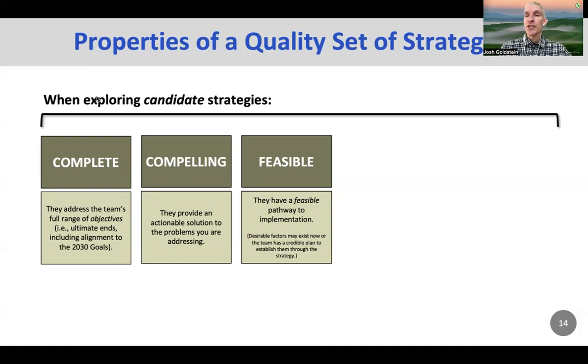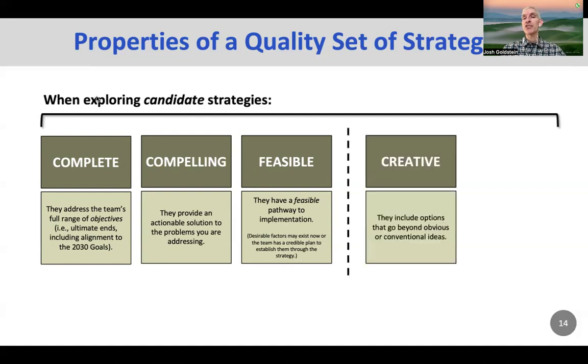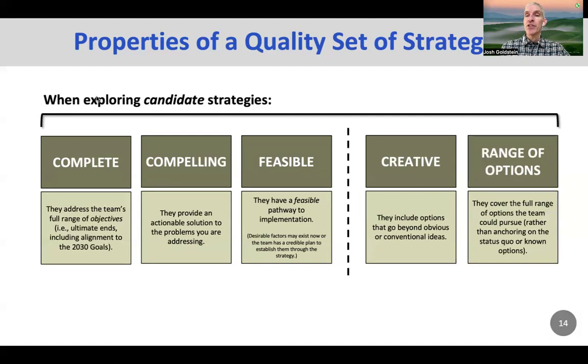During initial idea generation, the team should both critically scrutinize feasibility while also being a bit careful to not worry too much about this condition, so that the team doesn't prematurely remove promising ideas. The fourth property is creative, meaning that the candidate strategies include options that go beyond obvious or conventional ideas. And finally, the candidate strategies should cover a range of options that the team could pursue. This helps protect against anchoring too tightly on the status quo or on well-known options.